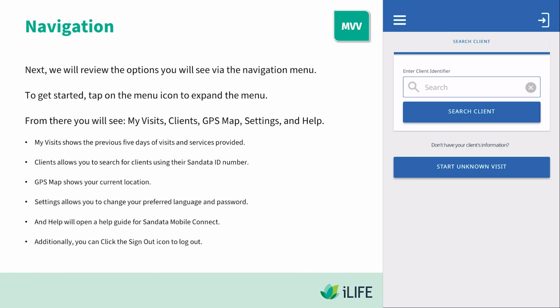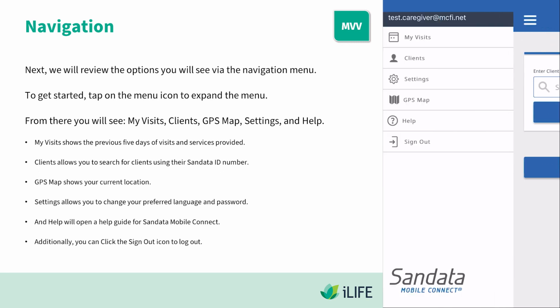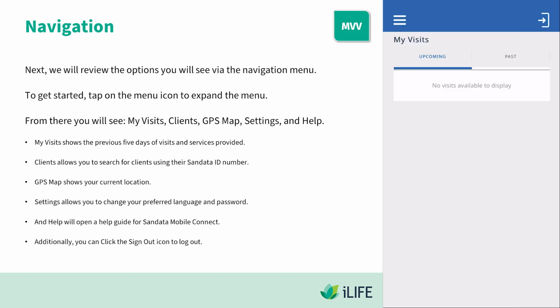Navigation. Next, we will review the options you will see via the navigation menu. To get started, tap on the menu icon to expand the menu. From there, you will see My Visits, Clients, GPS Map, Settings, and Help. My Visits shows the previous 5 days of visits and services provided.